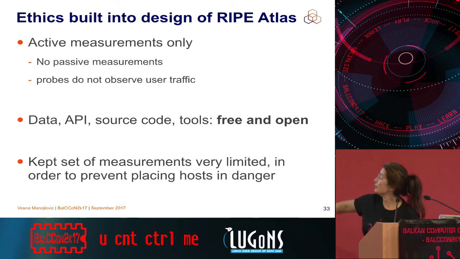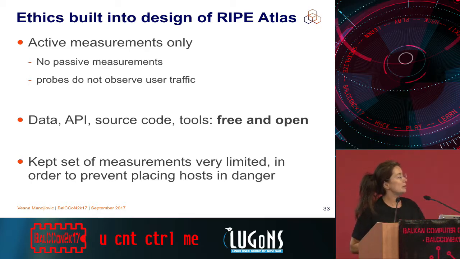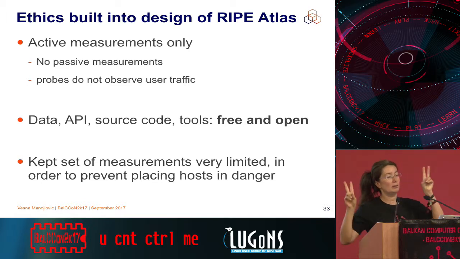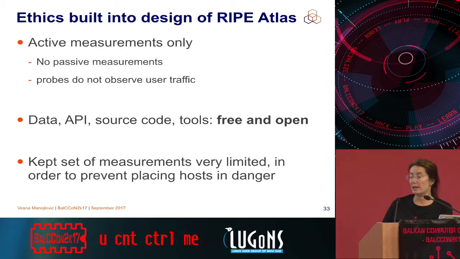So that's this last point. We kept the set of measurements very limited, although we knew that this is actually going to limit the value of the measurement network, because a lot of people actually want this, and we have to tell them, sorry, you can't have that, you have to go somewhere else. Because we didn't want to place the hosts of these probes in danger. And we had a lot of discussions in the community about these things later on, when we tried to actually change the design and allow some more measurements, and then the community said, no, no, no, we also think that it's better not to do that.